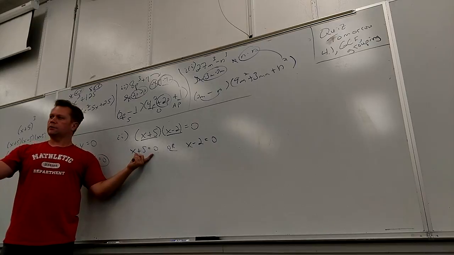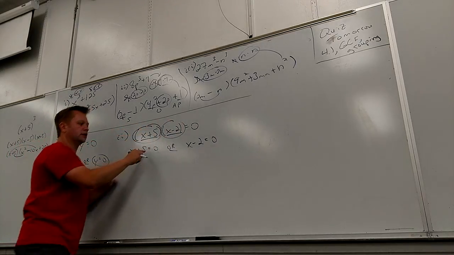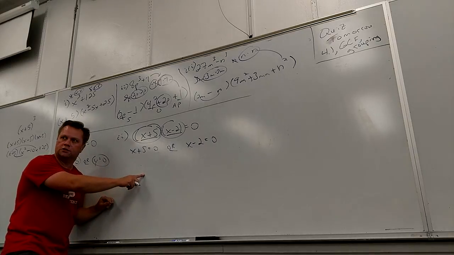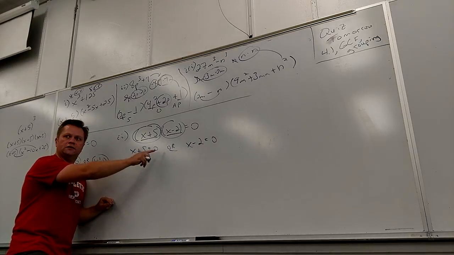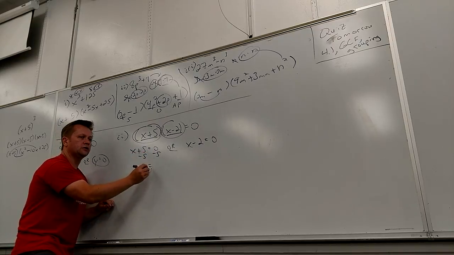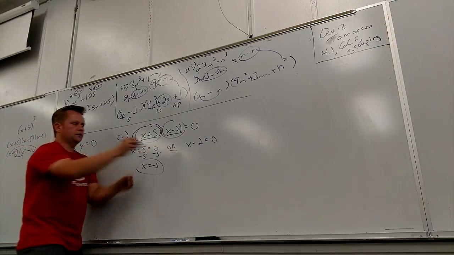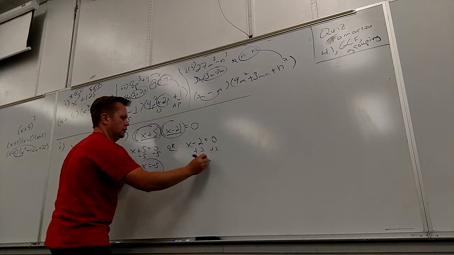x plus 5 is 0. Is everybody cool with me writing that? Because that's saying either this number is 0 or that number is 0. Now solve this little equation we just wrote. How do I solve it? Subtract 5. I get x equals -5. Or over there, I get x equals 2.